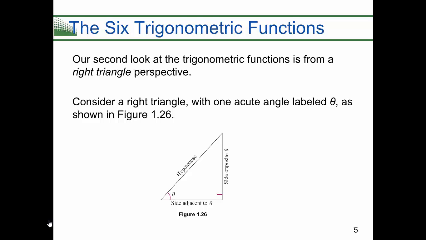If you look at this right triangle here, there's one acute angle that's labeled theta. That is your reference angle. And based on this angle, there's a side opposite, there's a side adjacent, and there's a hypotenuse. These 3 values of the lengths of these sides can be used to find all 6 trigonometric functions.